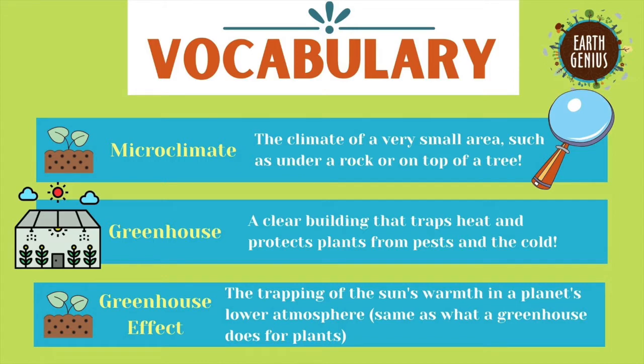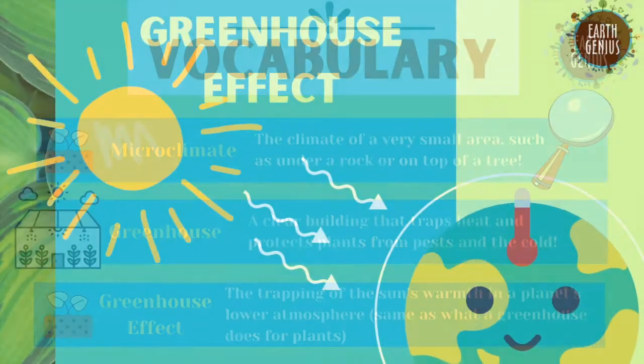Our next word is greenhouse. Don't forget to write it down. A greenhouse is a clear building that traps heat and protects plants from pests and the cold. I'm sure you've seen them before, but maybe you didn't know what they do. They're really important for keeping plants healthy and warm and keeping the temperatures in a smaller range so that plants aren't exposed to extreme heat or cold.